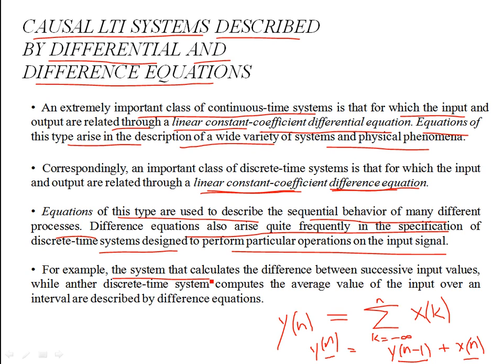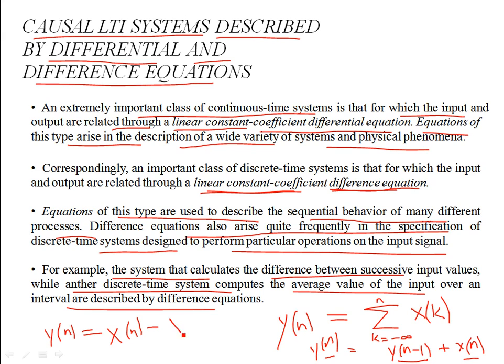Similarly, the system that calculates the difference between successive input sample values, and another discrete time system that computes the average value of the input over an interval, are described by difference equations. For the first case, if you're computing the difference between successive samples, you need a difference to compute an output. So y of n is equal to x of n minus x of n minus 1. You might be doing some smoothing operations, so you can filter out high frequency components. You might want a difference between successive samples. This difference equation relates how the system is computing the output at the present time instant n.